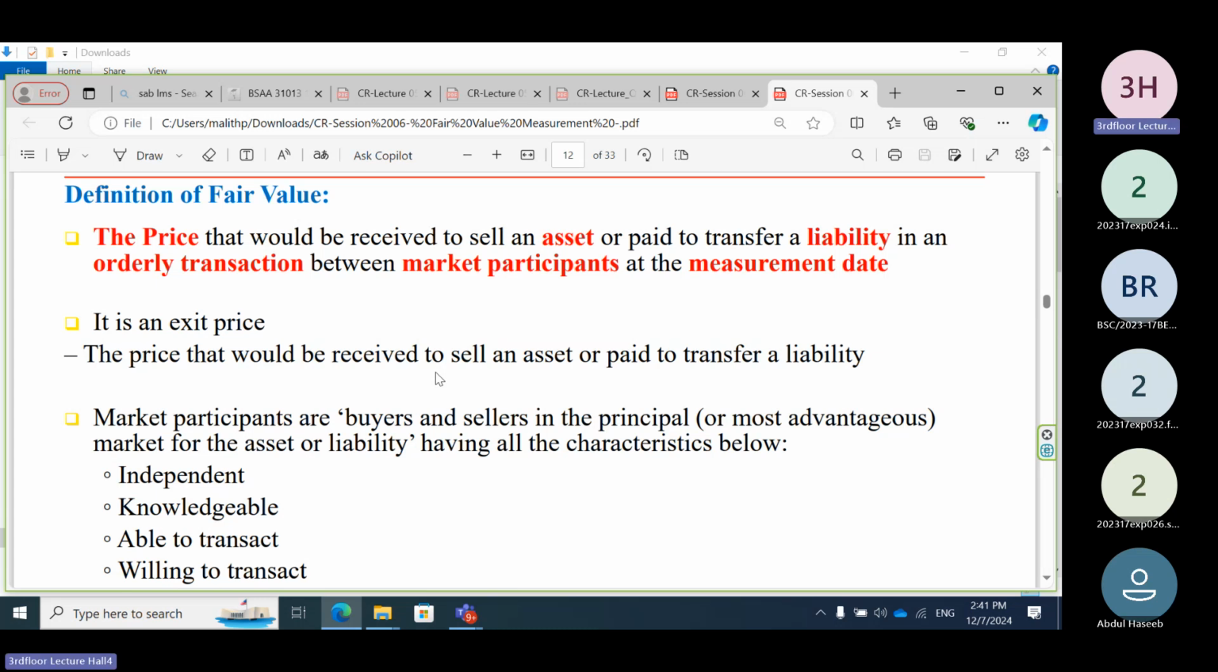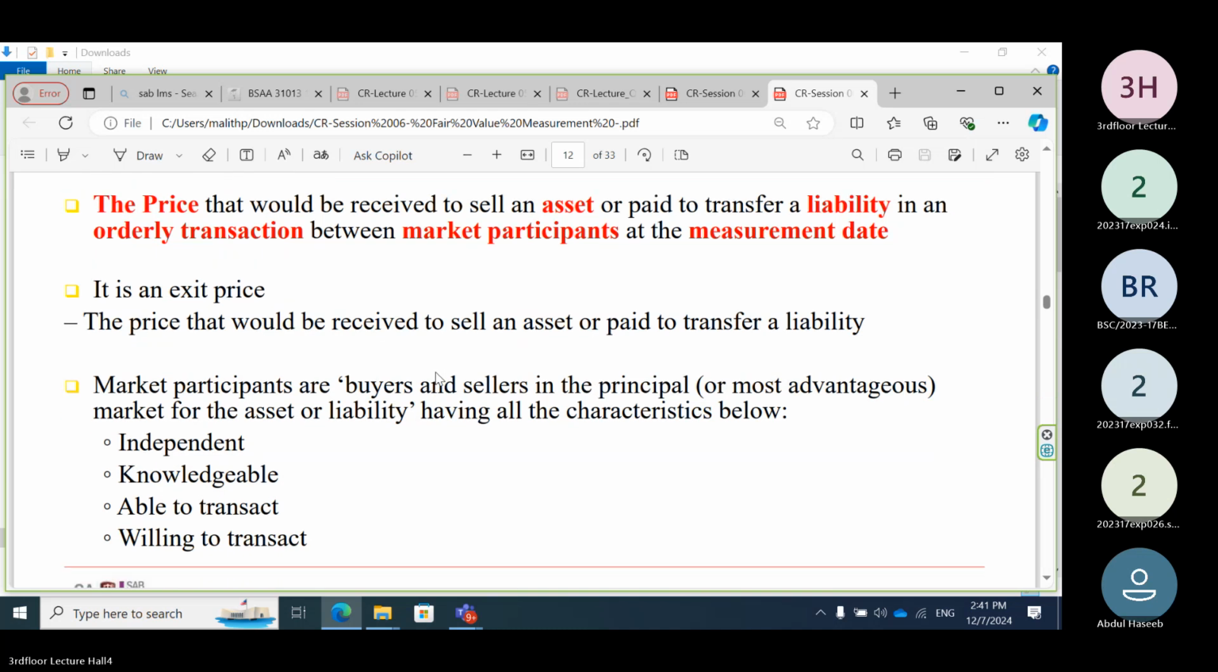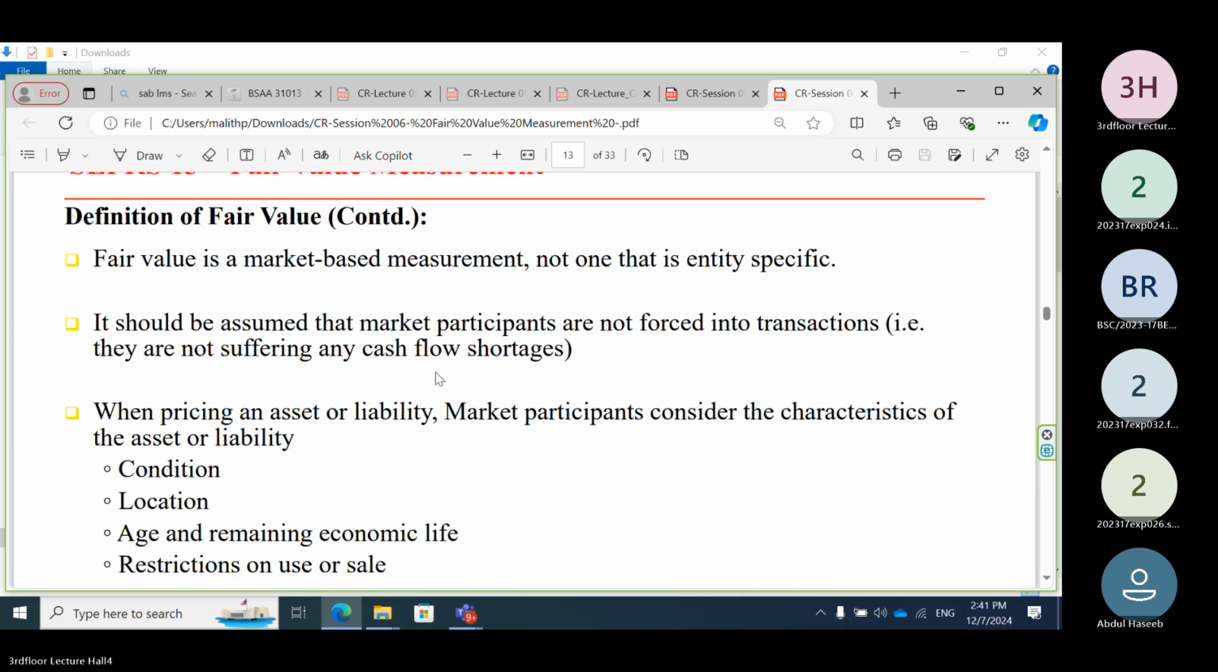I hope you are getting it. It's really important. SLFRS 13: fair value is a market-based measurement, not one that is entity-specific. It is not an entity-specific number. It's market-based.